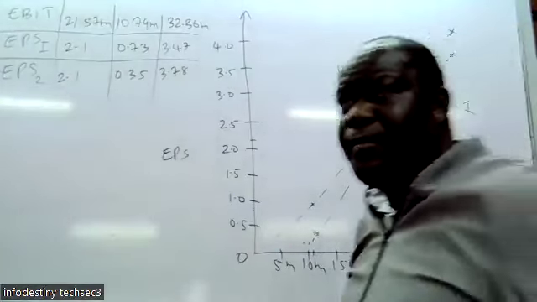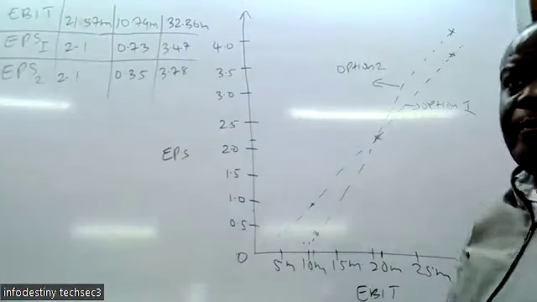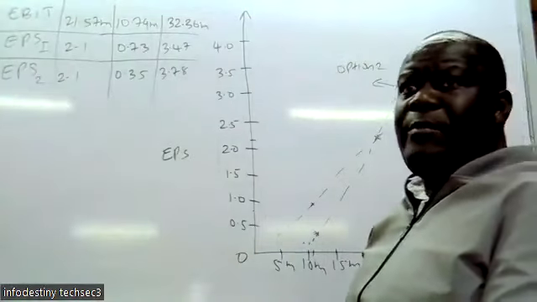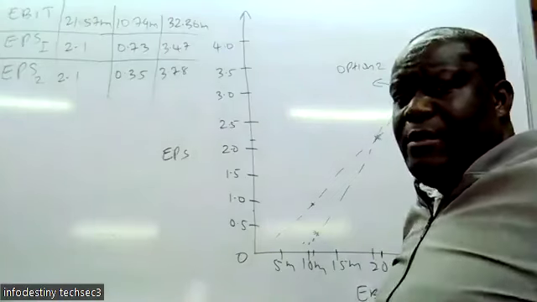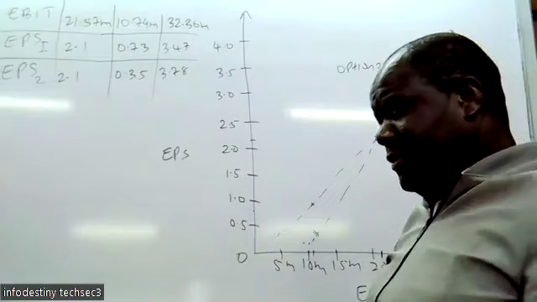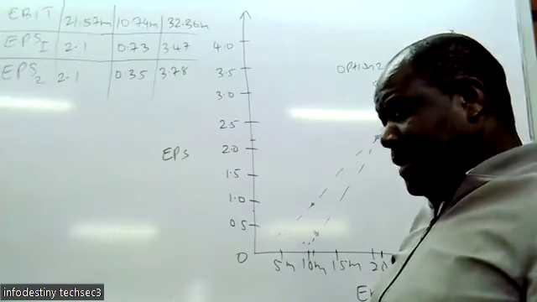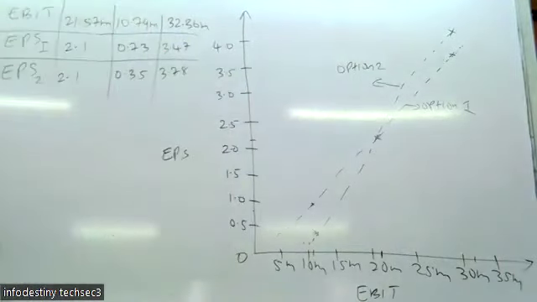So we can now recommend that at the point of indifference and below, i.e., where the earnings before interest and tax is 21.57 million and below, select option 1.